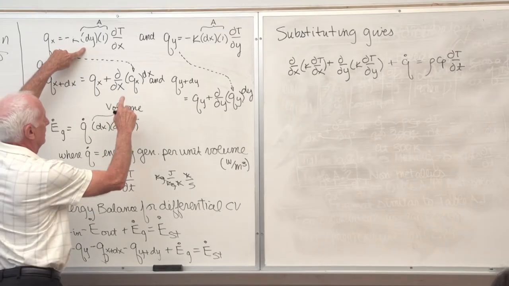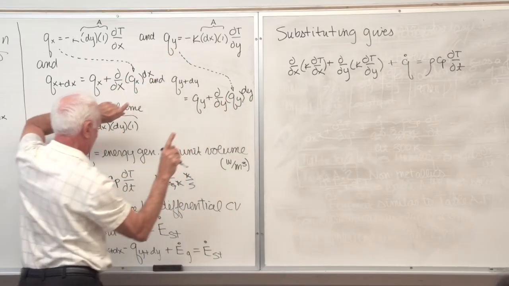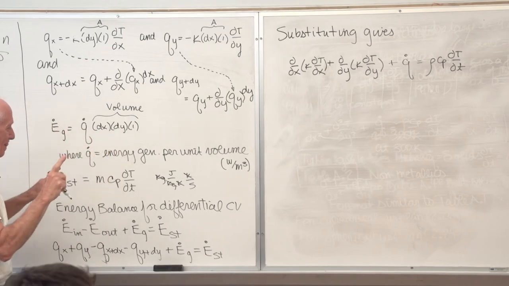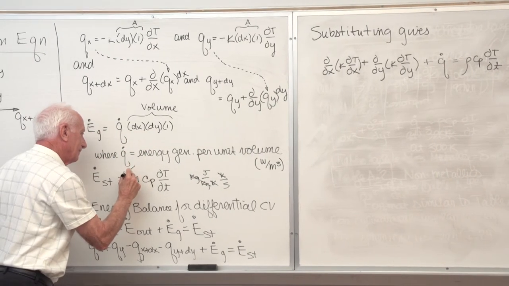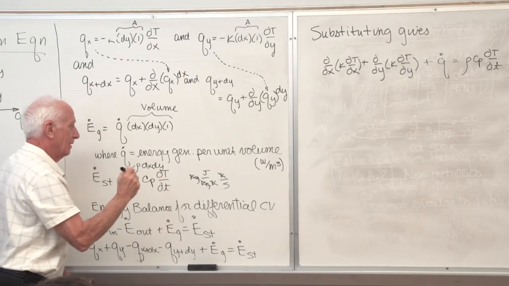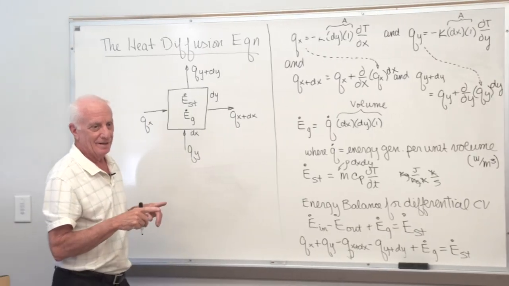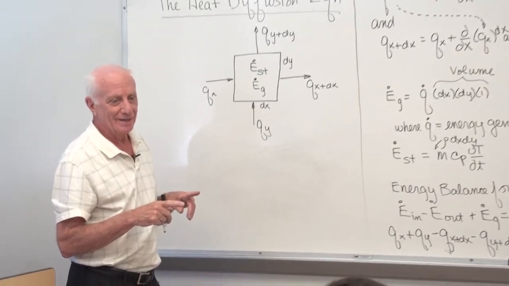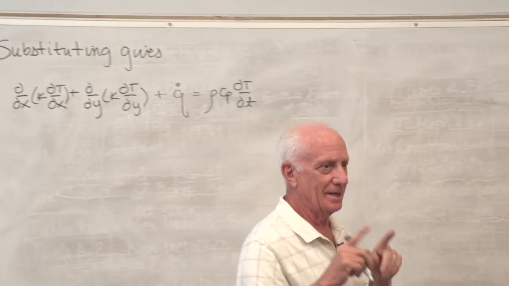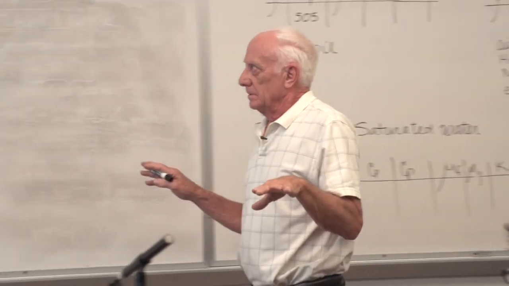Here's a dy, here's a dx. What's the mass? Density times the volume. What's the volume? Here's a dx dy. My conclusion is every term has in it a dx dy. I'm going to divide through by dx dy. That's why you don't see the dx and dy here, because every term has the dx and dy in it, and you divide through by the dx dy, and it's gone. Okay.